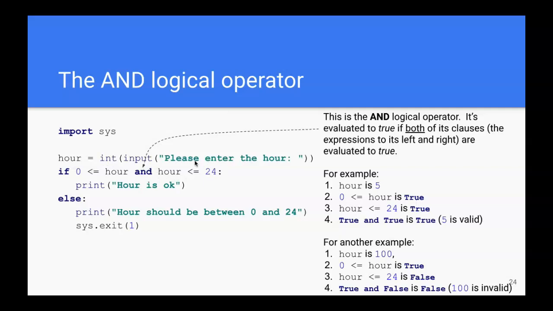If we look at this one, 100 is less than or equal to 24. Well, that is false. So what we have here is true and then false. True and false evaluates to false, right? Because as we said just now, in order for this whole thing to be true, both of them must be true. But now we have a true and a false. So the whole expression is false.